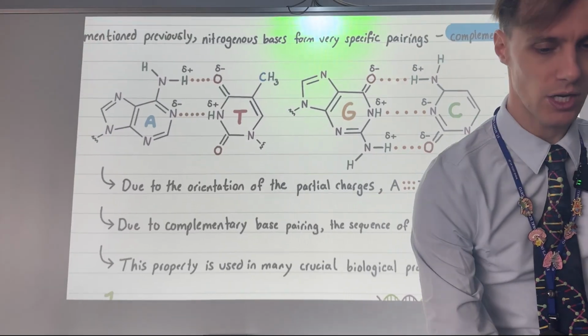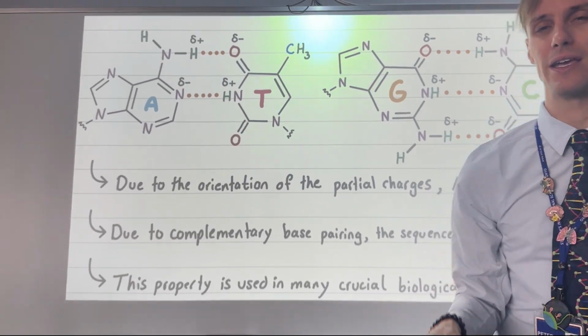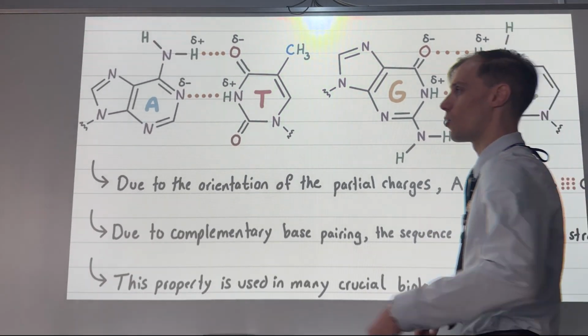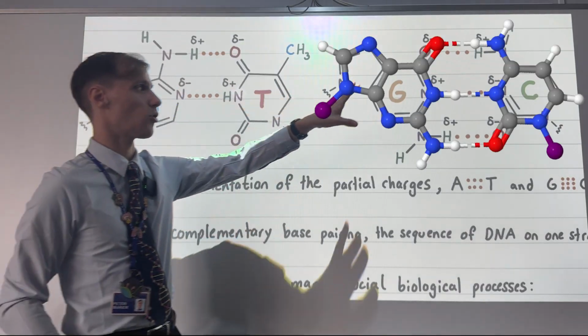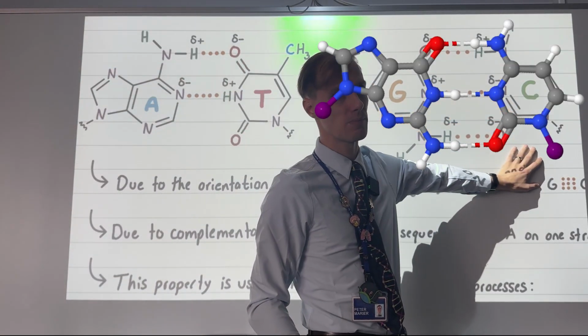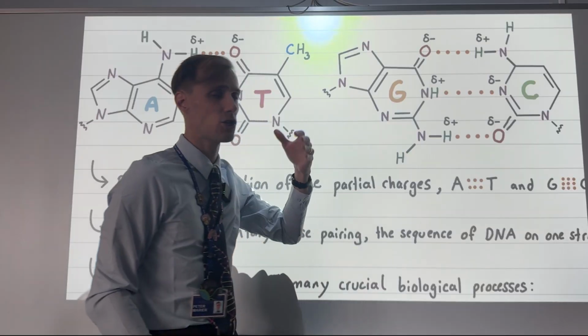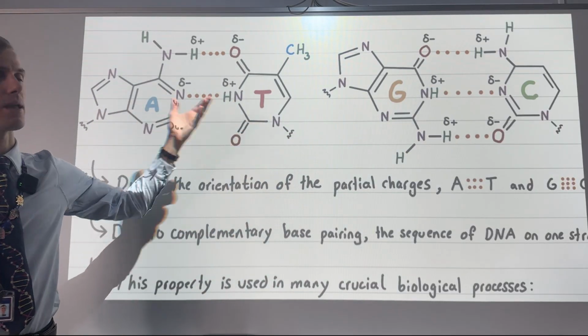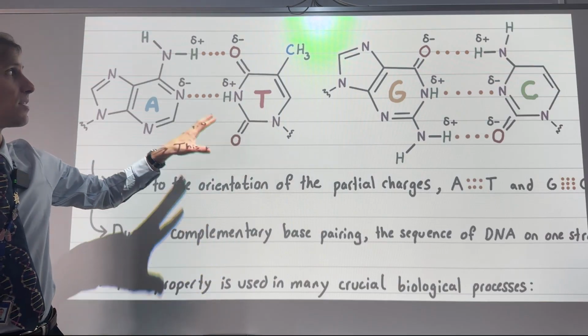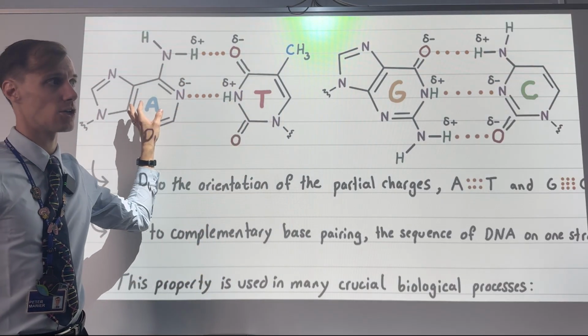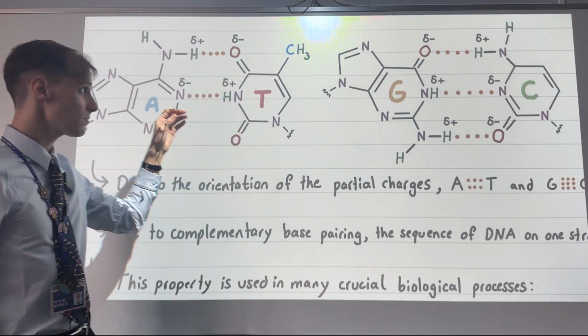So as we've mentioned, complementary base pairing is very, very specific, where adenine will only form complementary pairs with thymine, and guanine will only form complementary base pairs with cytosine. And as mentioned previously, the fact that they're making hydrogen bonds should already tell you that these two nitrogenous bases are in fact polar.